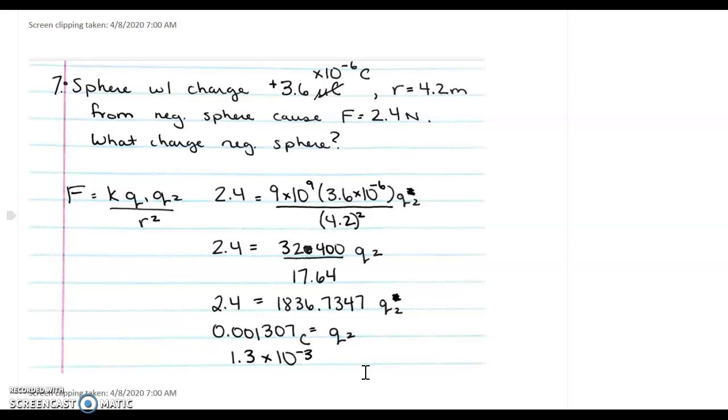And the answer is 1.3 times 10 to the negative 3rd. Of course it says the charge is negative, so it would be a negative, but that is the magnitude of my charge: 1.3 times 10 to the negative third.